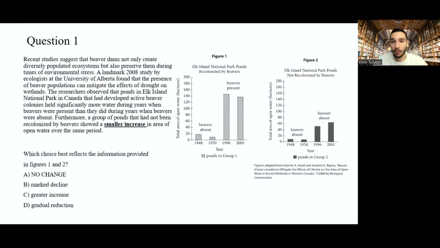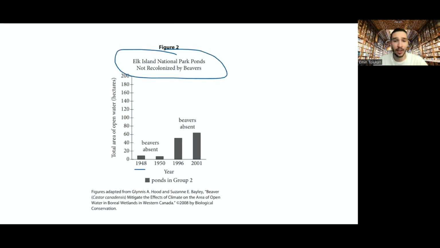Well, the next thing that we see from this figure is that it's ponds in group 2. There's ponds in group 1 in the figure that I didn't paste, and this figure tells me about ponds in group 2. Do I have to know what this is, what the ponds are, why they are in group 2? Not really. I do not have to know that. All I have to do is pay attention to the keywords and analyze the figure very simply. So I know that this figure tells me about Elk Island National Park ponds not recolonized by beavers. Okay, not recolonized by beavers.